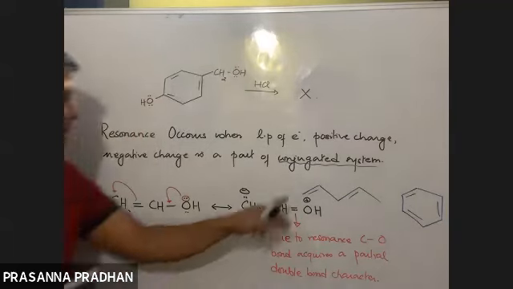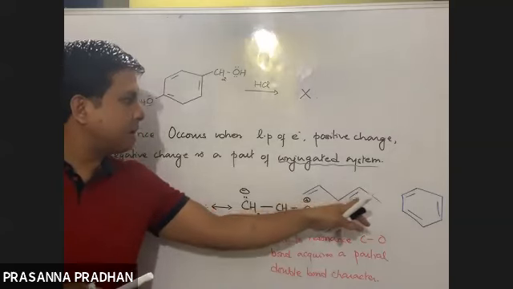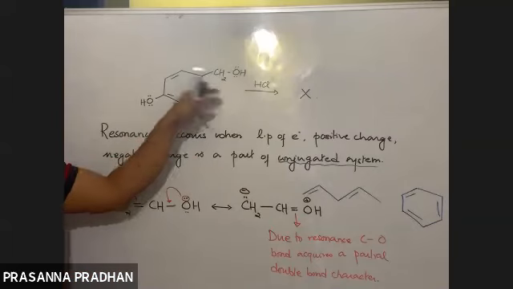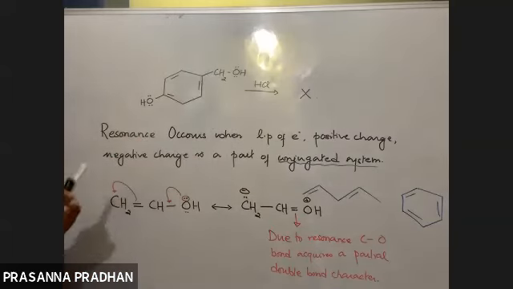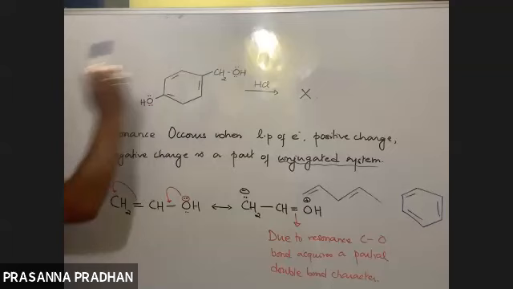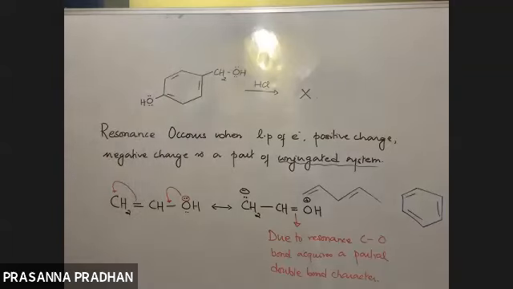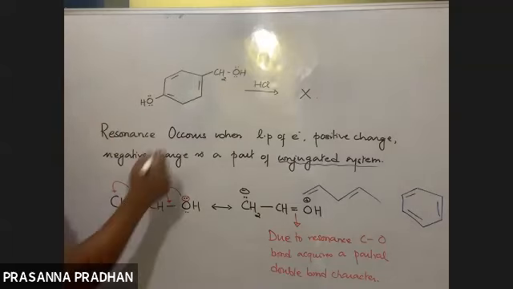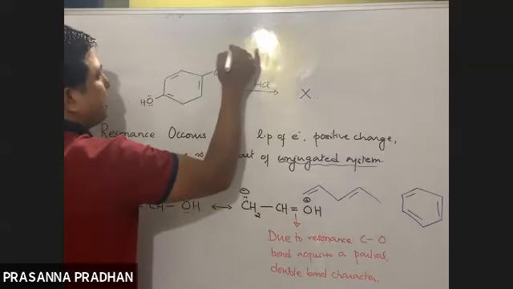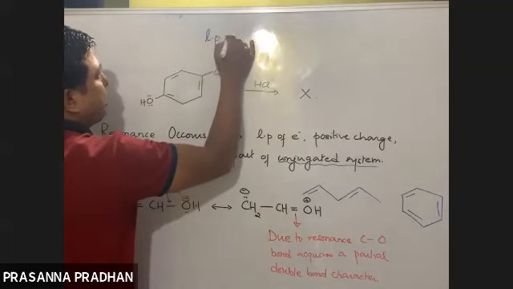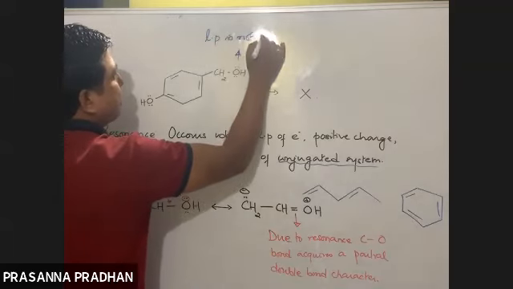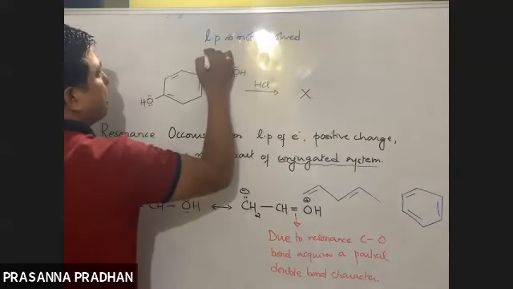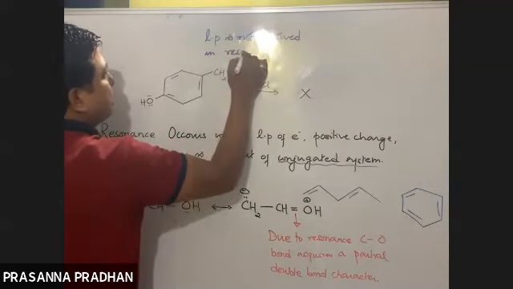Conjugated system means a system containing alternate single and double bonds. But after the lone pair, what do we have? Single bond, single bond, right? So this is not a conjugated system, and this lone pair will not participate in resonance. Okay, so I will just write it down out here. The lone pair is not involved in resonance.